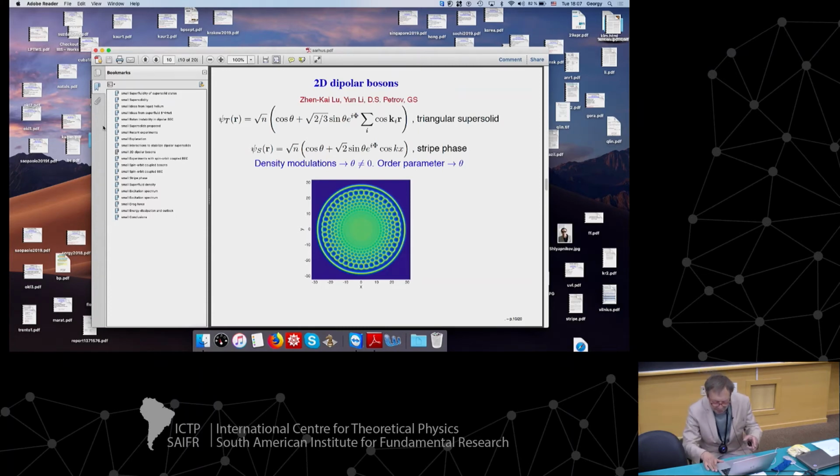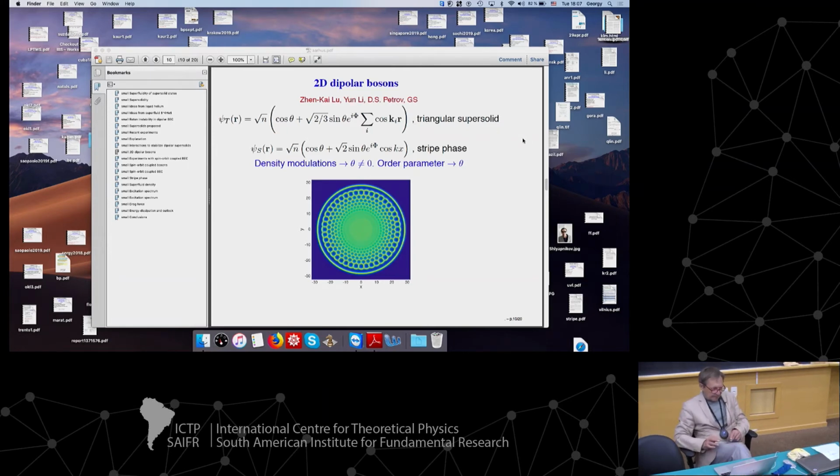I'm one of the authors of this paper, because this is Zhenkai Lu, Yun Li, Dima Petrov, and here I am, GS, Georgy Shlyapnikov. But saying frankly, all this nice numerics has been done by Yun Li. That's what it is.